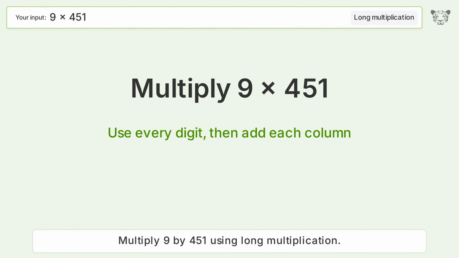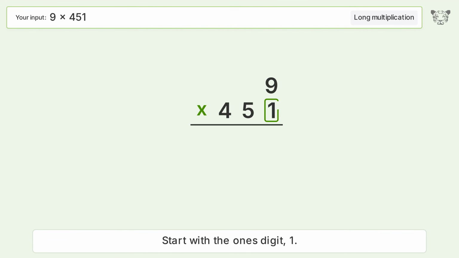Multiply 9 by 451 using long multiplication. Start with the ones digit, 1. 1 times 9 is 9. The first partial product is 9.